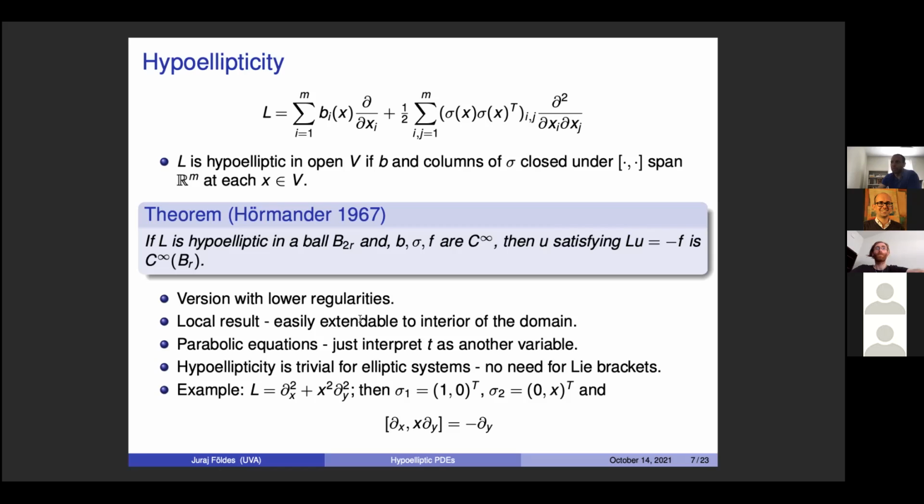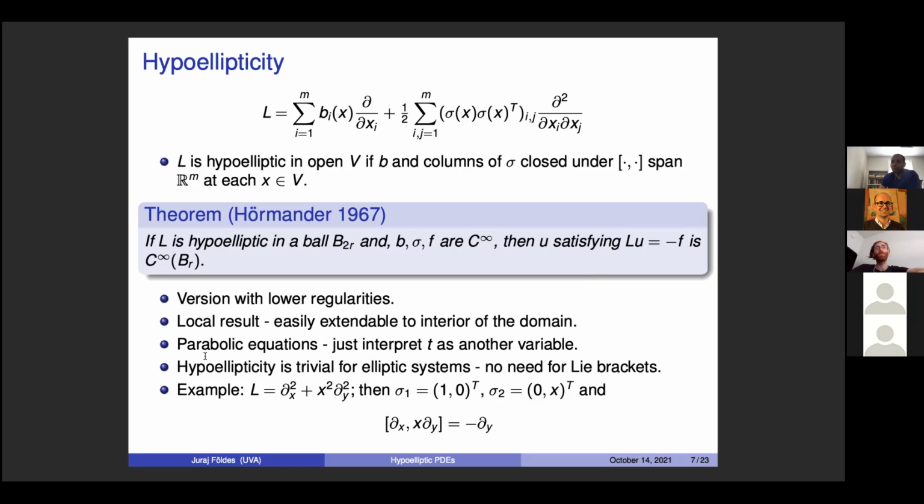All right, so here are just a few quick remarks about this Hörmander theorem. There is a version that's assuming that these coefficients and the right-hand sides are not C infinity, but say in some Sobolev spaces, and it's telling you in which Sobolev space the solution belongs. This is a local result on some balls. Of course, by covering by many balls, you can cover any compact set, even unbounded sets. So you get the interior regularity for any sufficiently nice domain.